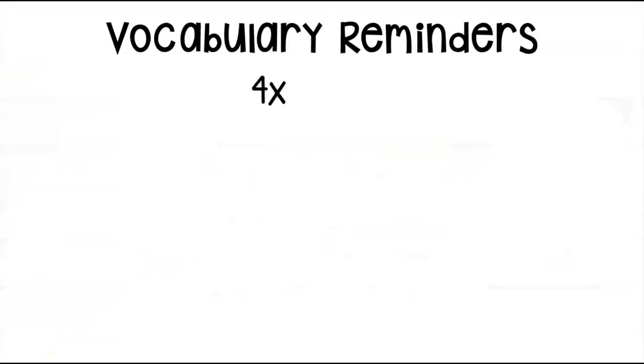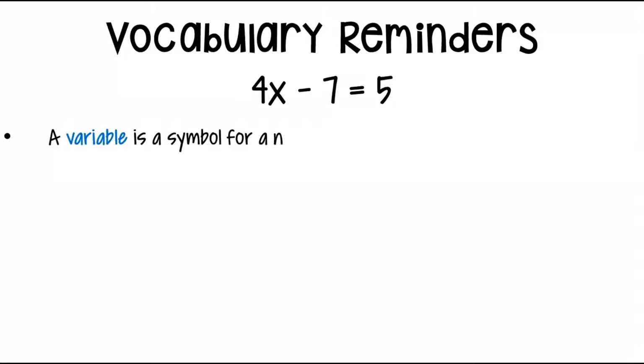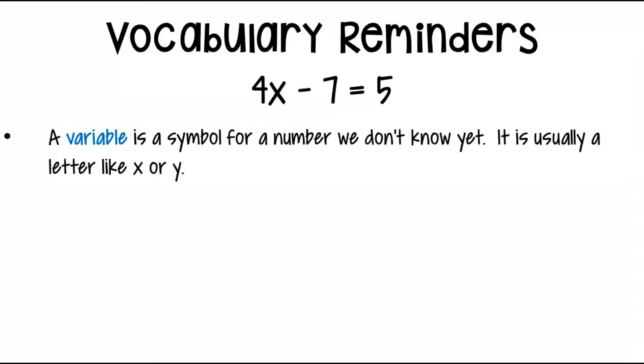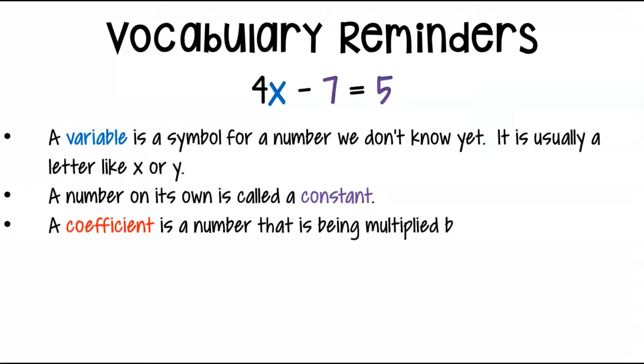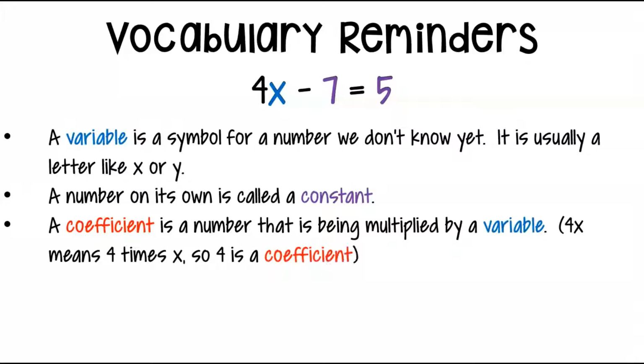Here are some vocabulary reminders. Let's take a look at this particular equation again. 4x minus 7 equals 5. A variable is a symbol for a number we don't know yet. It is usually a letter like x or y. In this case, it's an x. A number on its own is called a constant, and in this particular equation, we have two of those, 7 and 5. A coefficient is a number that is being multiplied by a variable. 4x means 4 times x, so 4 is a coefficient.